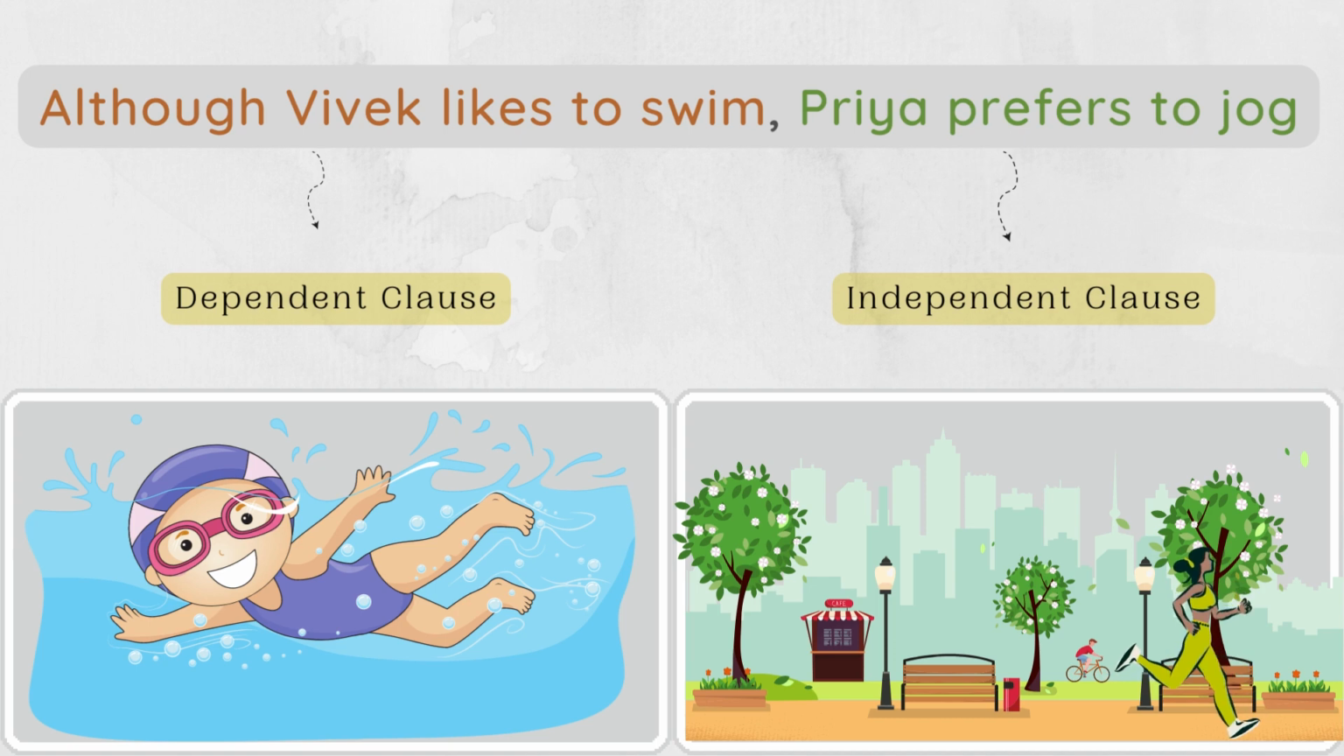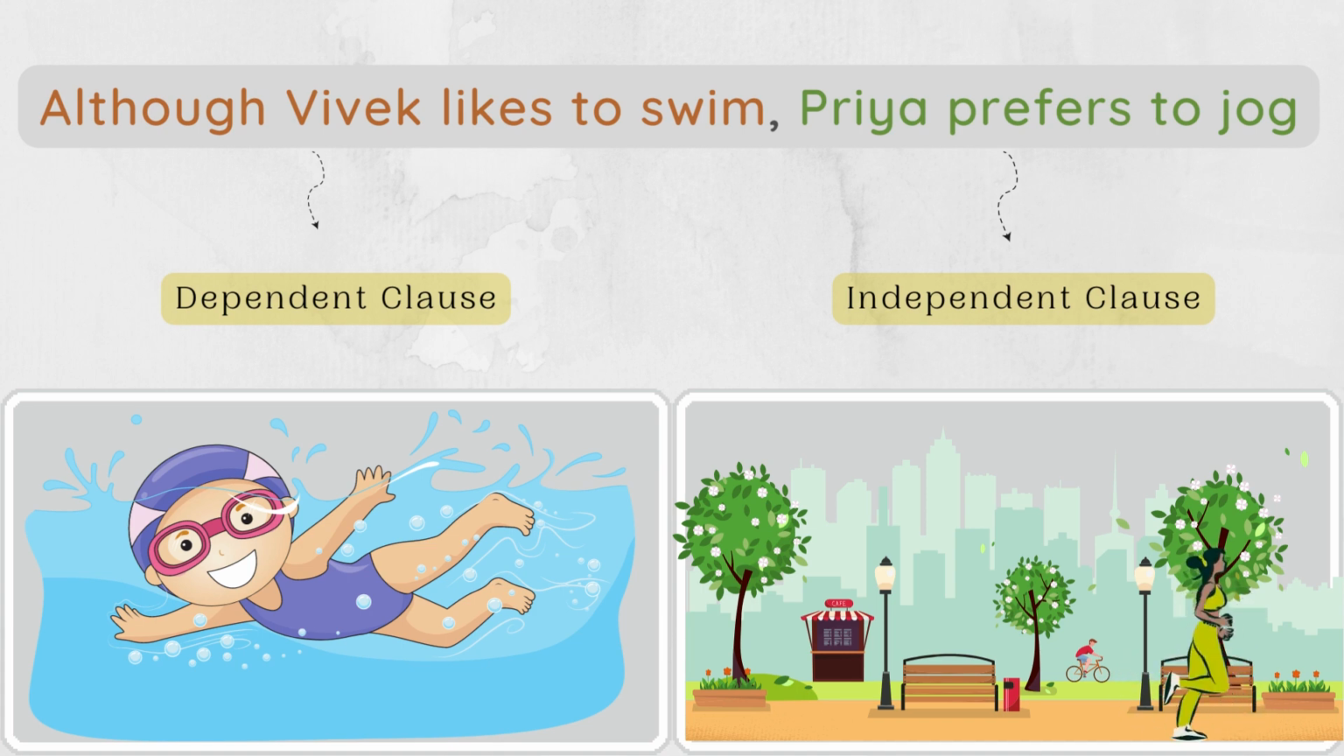Although Vivek likes to swim is a dependent clause. Here, Vivek is the subject, likes is the verb. However, the clause does not express a complete idea on its own, as it is introduced by the subordinating conjunction although, which indicates a contrast.